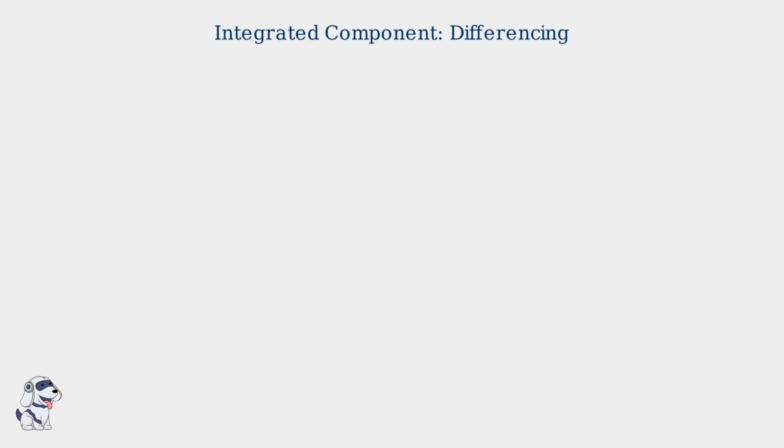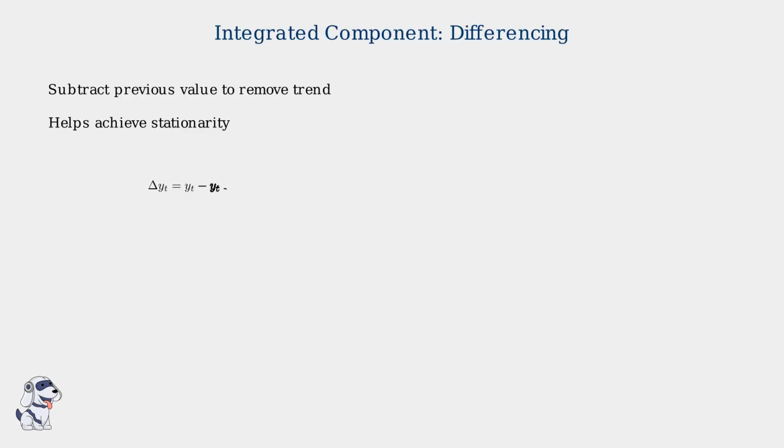The integrated component, or I, means differencing. We subtract the previous observation from the current one to remove trends and seasonality, which helps achieve stationarity. If one difference is not enough, we can difference again. Second-order differencing subtracts the previous first difference from the current first difference.